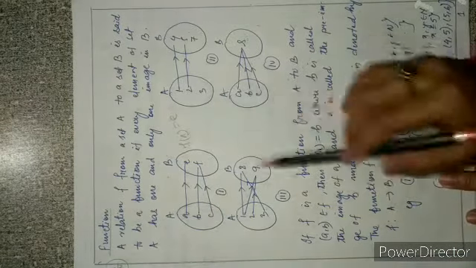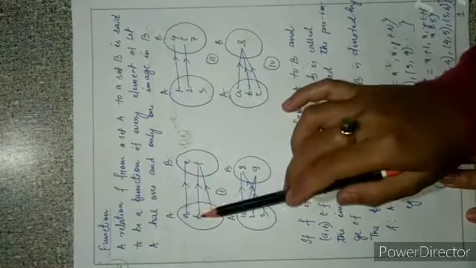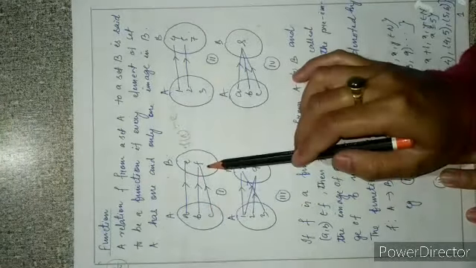A is related to E, B is related to F, and C is related to F.